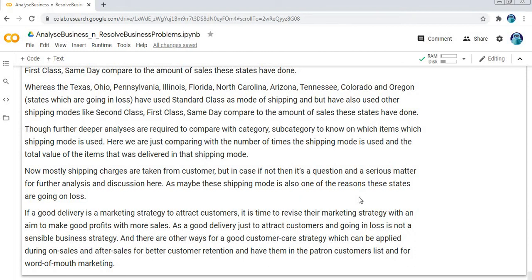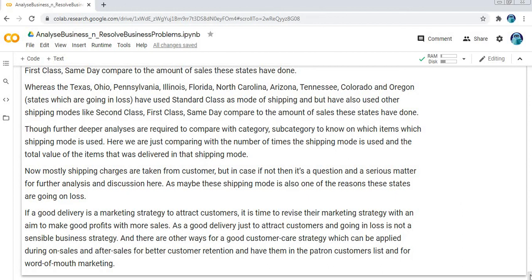Okay, and now mostly shipping charges are taken from the customer, but in this case if they are not, then it is a question and a serious matter for further analysis and discussion. Maybe this shipping mode, if it is not charged to the customer, is one of the reasons, along with the discount as we mentioned earlier, that these states are going into loss.